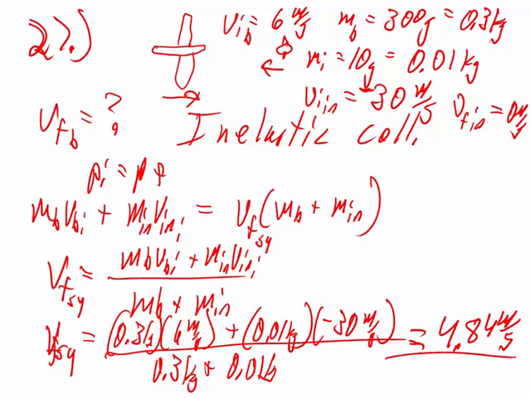Now, does that make physical sense? Of course it does. Think about it, because the bird was flying along at 30 meters per second in the opposite direction. So it's going to slow the bird down just a little bit, okay? All right. Hope this helps on that one.